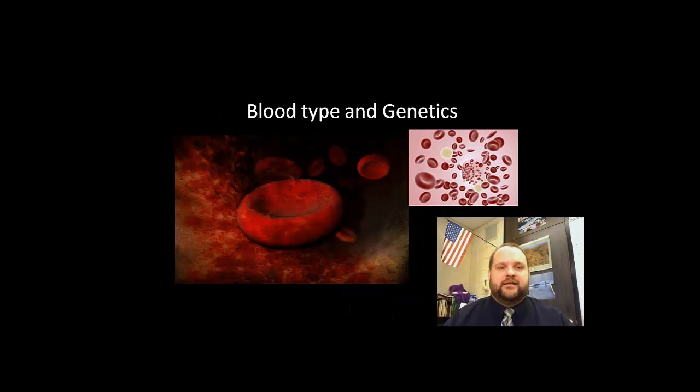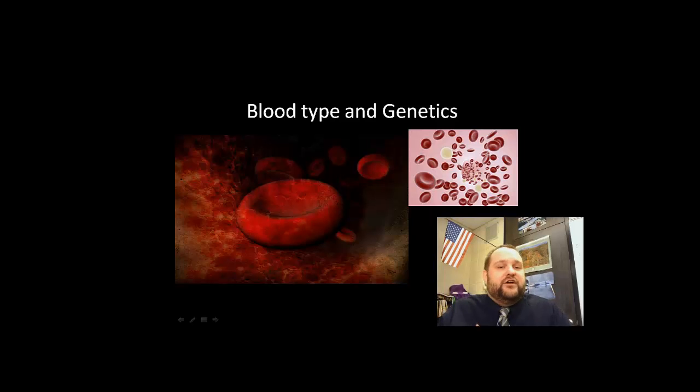This is lesson 9E, and in this lesson we're going to look at blood type and genetics. Now, blood type is a really fascinating thing to look at because there's a lot going on there as far as the genes level. As far as the genetics go, it's pretty exciting because there's a lot of different things that are going on there.